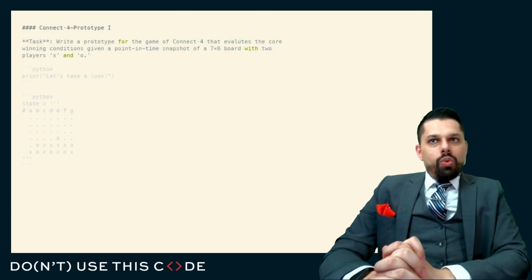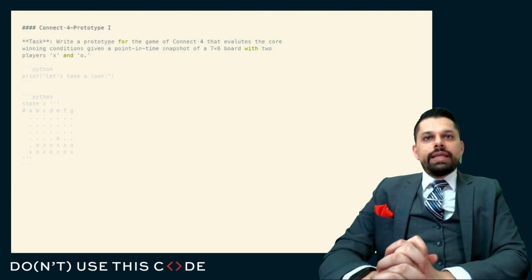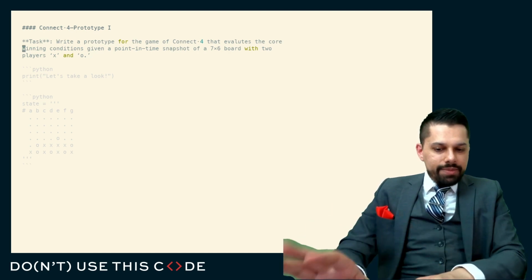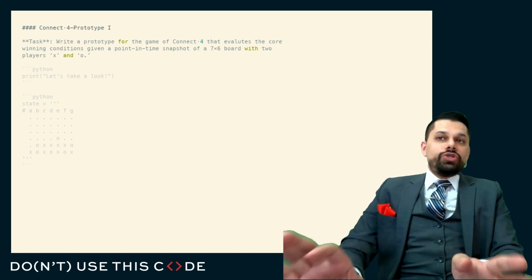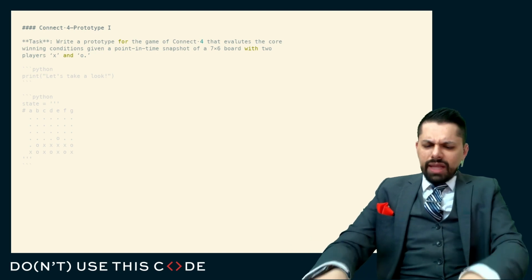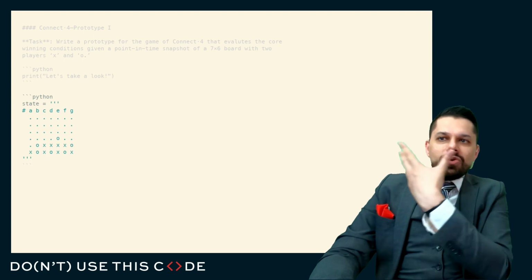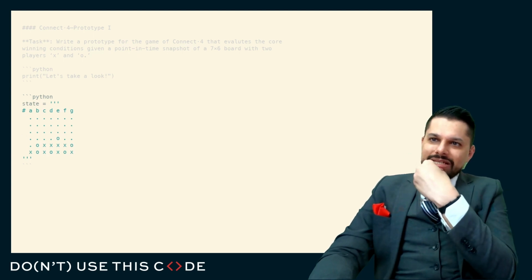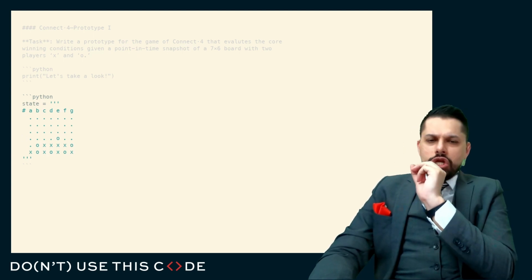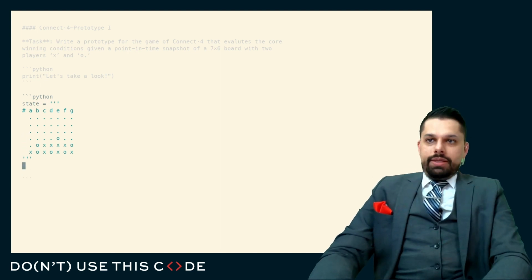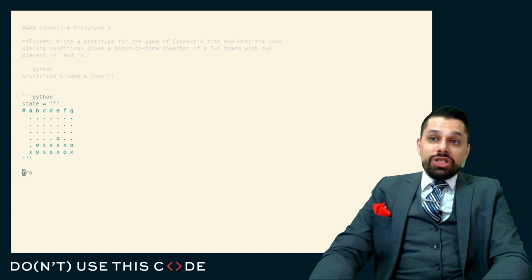In this prototype, what we want to do is write a prototype for the game of Connect 4. We're going to evaluate the core winning conditions given a point-in-time snapshot of a 7x6 board with 2 players, X and O. And largely, it doesn't seem too different than the game of tic-tac-toe. Here is my input, and just to prove to you that I know with high certainty that I can convert this input into the expected output, I'm actually just going to do this for you.